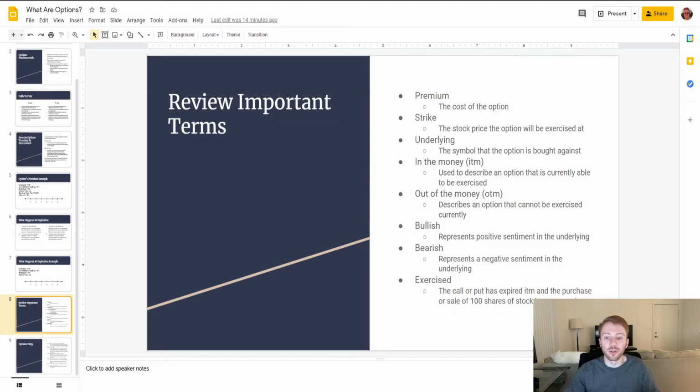Next, we'll go over the bulls and the bears. Bullish just means you have a positive sentiment on the underlying. Bearish just means you have a negative sentiment on the underlying. And exercised means the call or put has expired in the money, and the purchase or sale of those 100 shares has occurred.